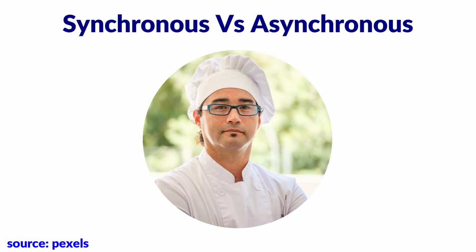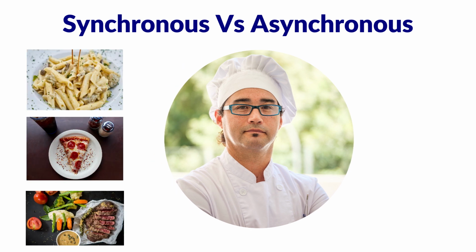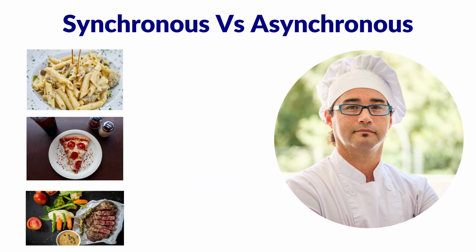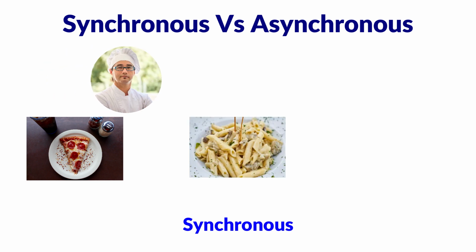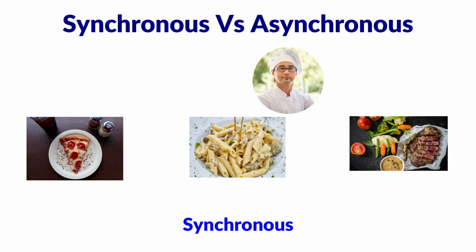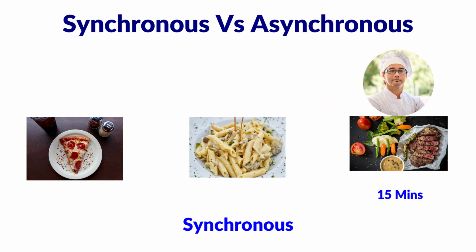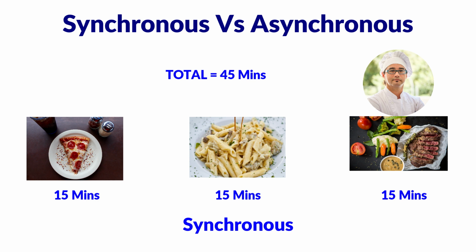Let's say we are a chef in a restaurant. An order came in for 3 different dishes. So let us see how this will be processed using synchronous and asynchronous programming. In synchronous programming, the chef would cook each dish one by one. The amount of time spent is equal to the sum of each dish preparation. So if one dish equals 15 minutes, then the total would be 45 minutes.